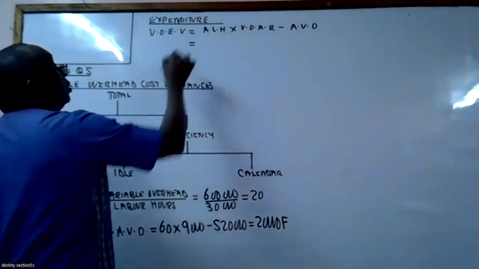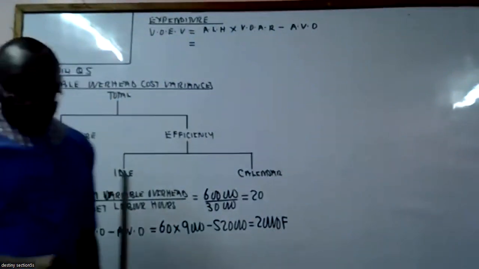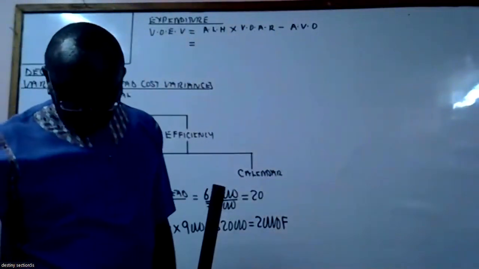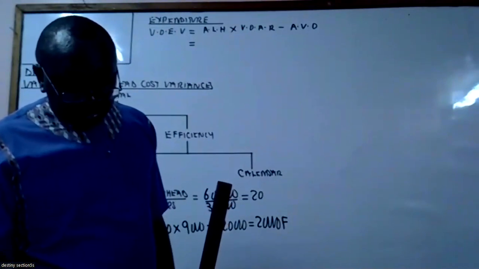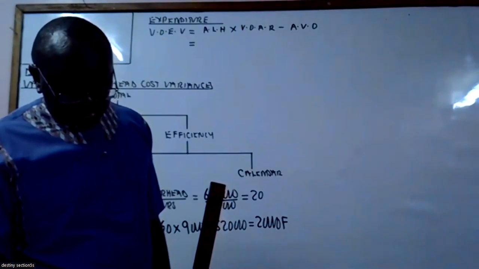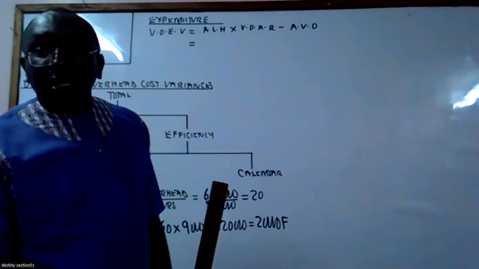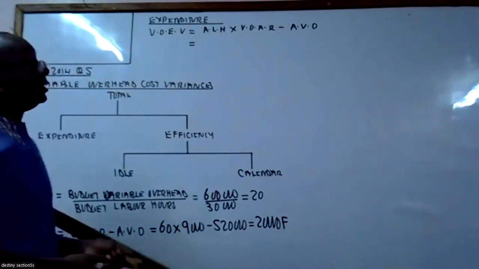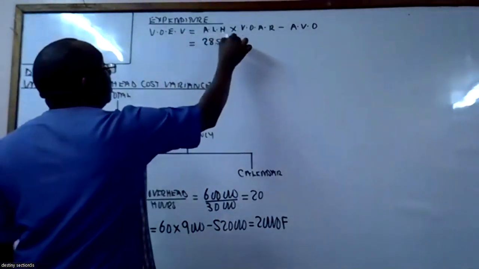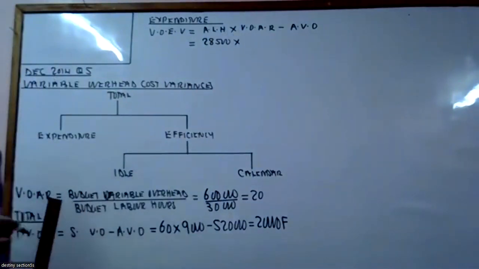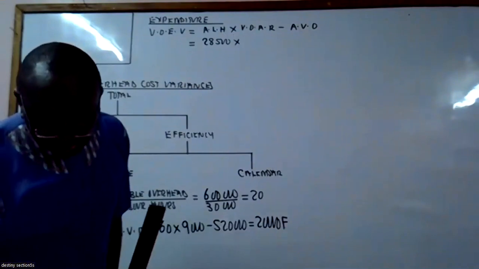So the actual labor hours, if you look at information number 3, you can see again just where I told you to look for overheads. You can see direct labor hours. The actual labor hours were 28,500. You multiply by VOAR, which is already given in the standard card.